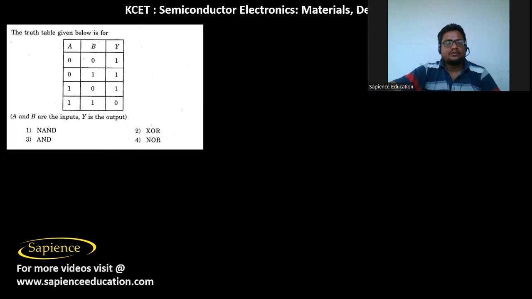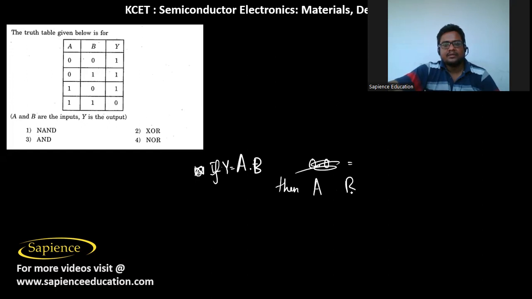Then here it is told, the truth table below is for which gate. Now here we see it is acting as a NAND gate. Since here we see A and B, if y equals A and B, then if A and B are 0 and 0, then y will be equal to 0 only. And if A and B are 0 and 1, then y will be 1, and 1 and 0 also will be 1, and 1 and 1 will be 1.